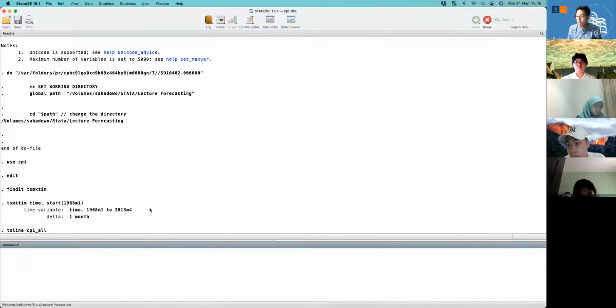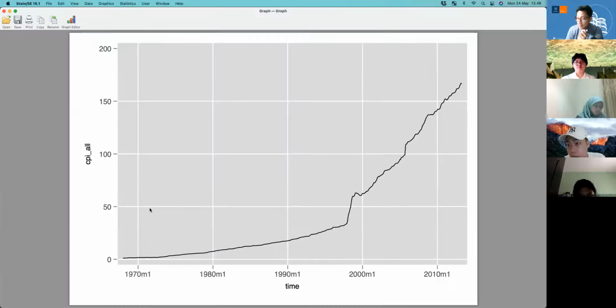Okay, and from the graph you can see that there is a steady increase of the consumer price index from 1968 until about 1998, 1999. That was when the monetary and multi-dimensional crisis struck between 1998 and 1999, and then there is a significant jump around that time. And then after that, the consumer price index keeps increasing. And what's interesting is that the rate of increase after the 1998, 1999 monetary crisis is much steeper than the increase in consumer price index before 1998, 1999. So that's an interesting observation on its own.